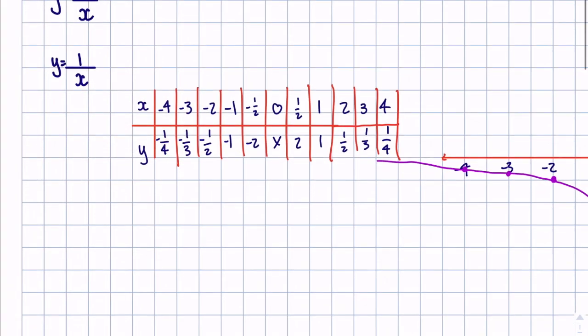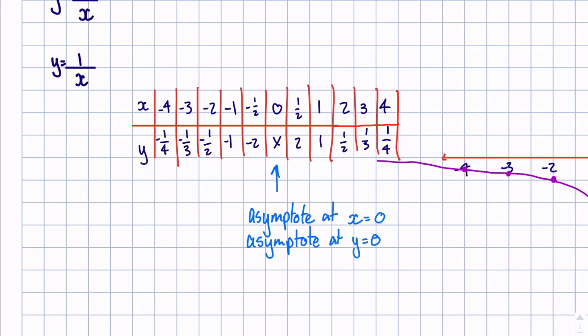So that means we have an asymptote at x equals 0. We also have one, because we can't put 0 on the bottom of a fraction, we also have one at y equals 0, because it doesn't matter what I divide that top number by, I'm never going to get 0 as my answer.